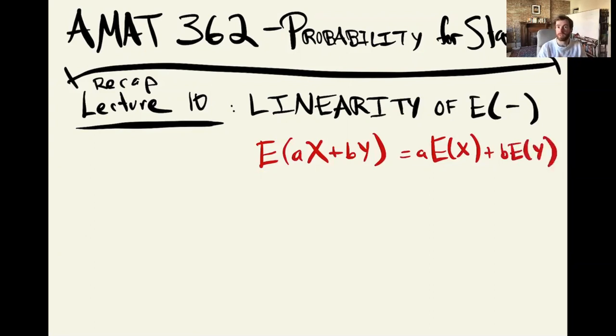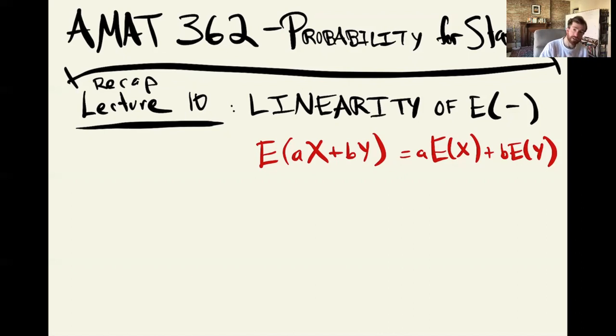Now, computing the probability distribution for ax plus by can be a little complicated. And again, something we'll be considering as we move throughout this course. But remarkably, the expectation is very simple and doesn't even require us to compute anything new, assuming we already know what the expectation of x is and the expectation of y.